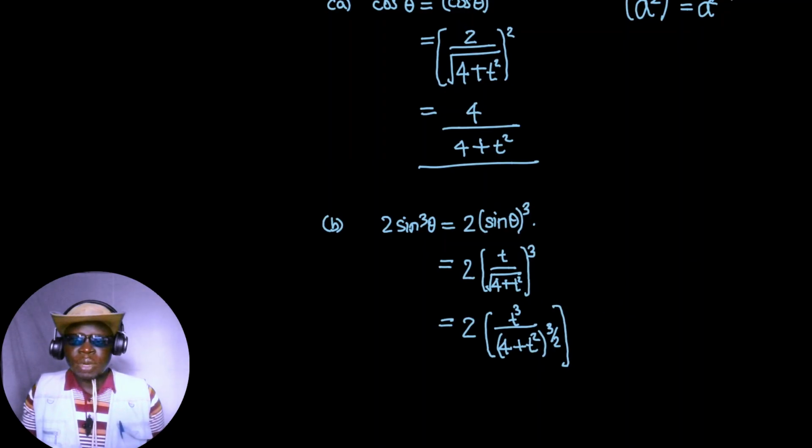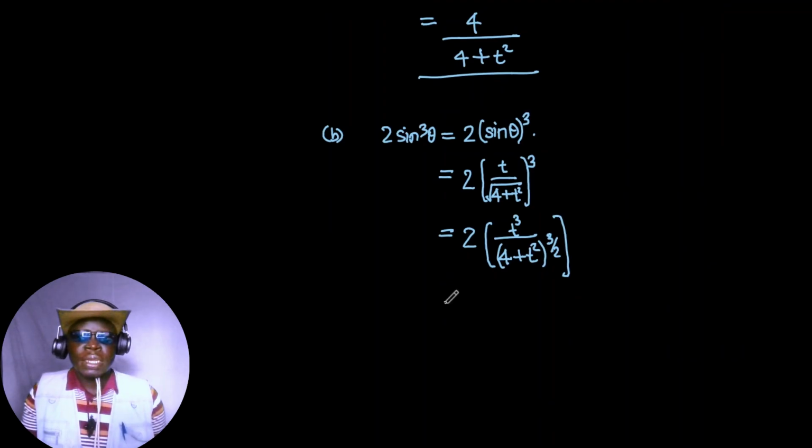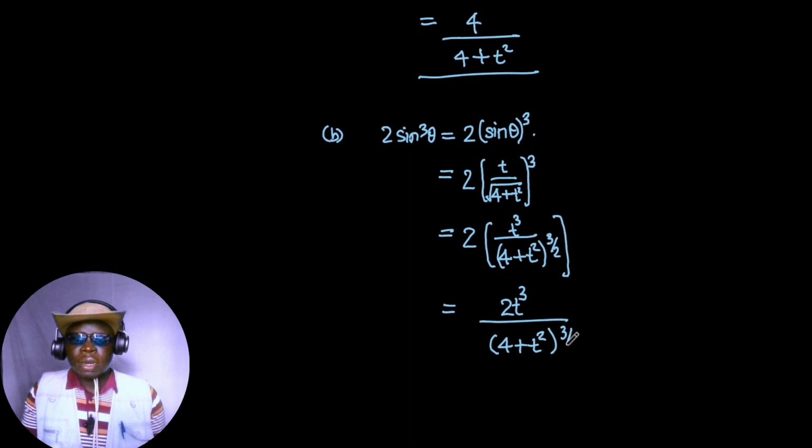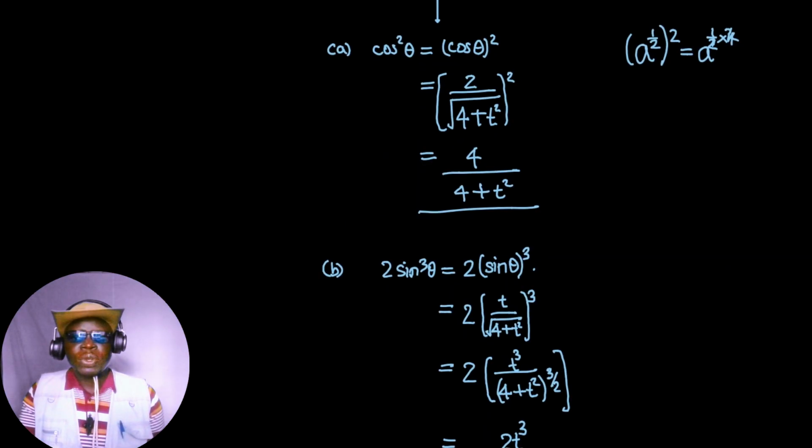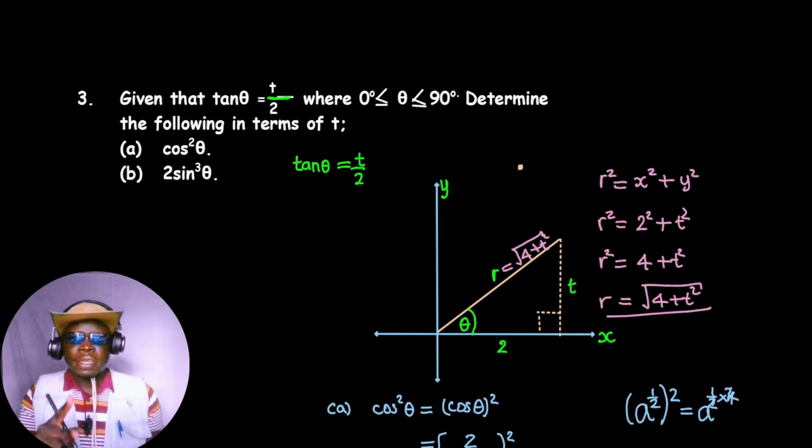So let's open up this bracket by multiplying this by 2. Remember, this one multiplies the numerator. So we have twice t cubed all over in bracket 4 plus t square, and this is raised to the power of 3 over 2. That is the solution for part B of our question. And I think question number 3 is done.